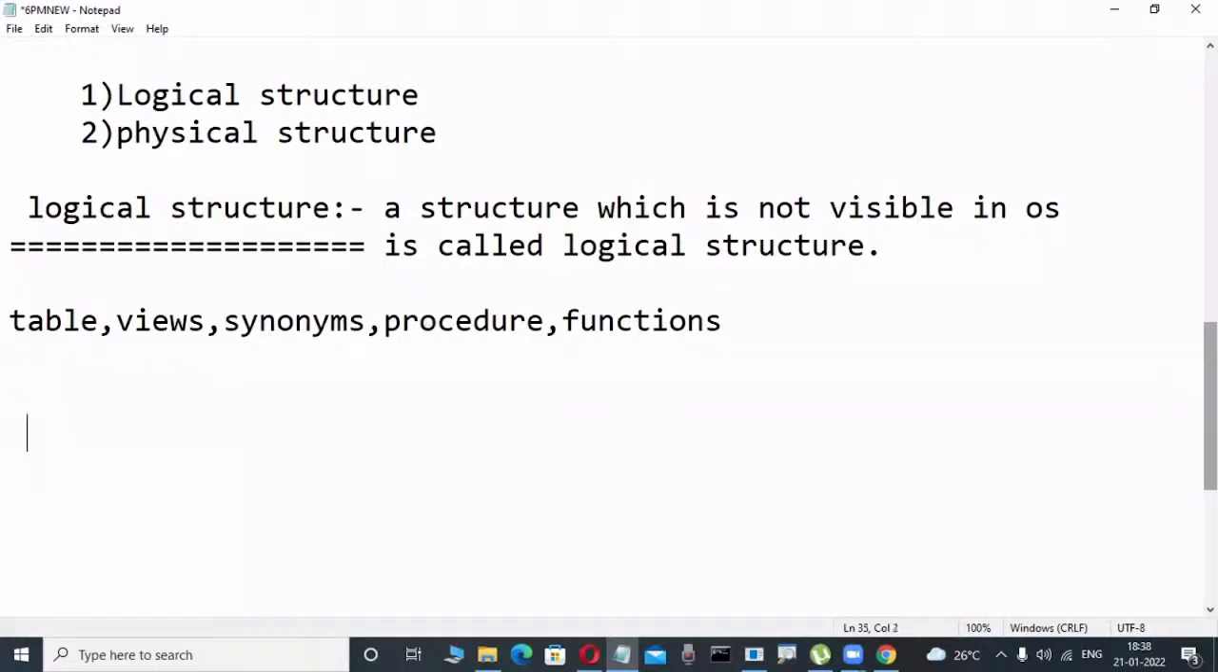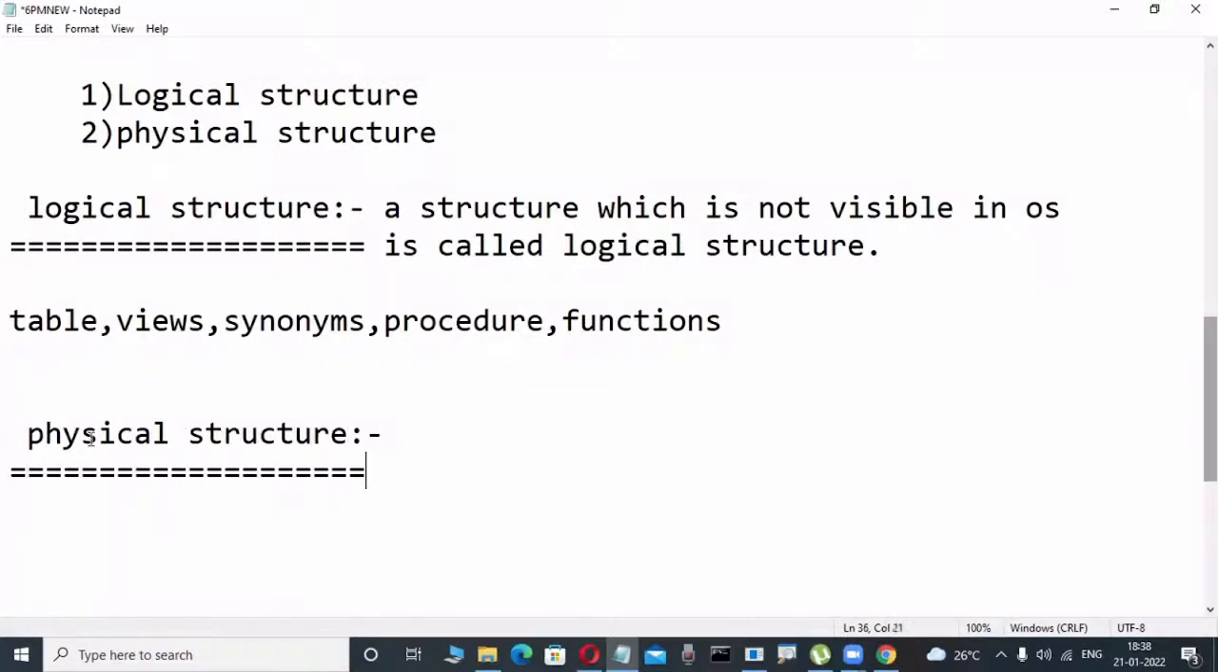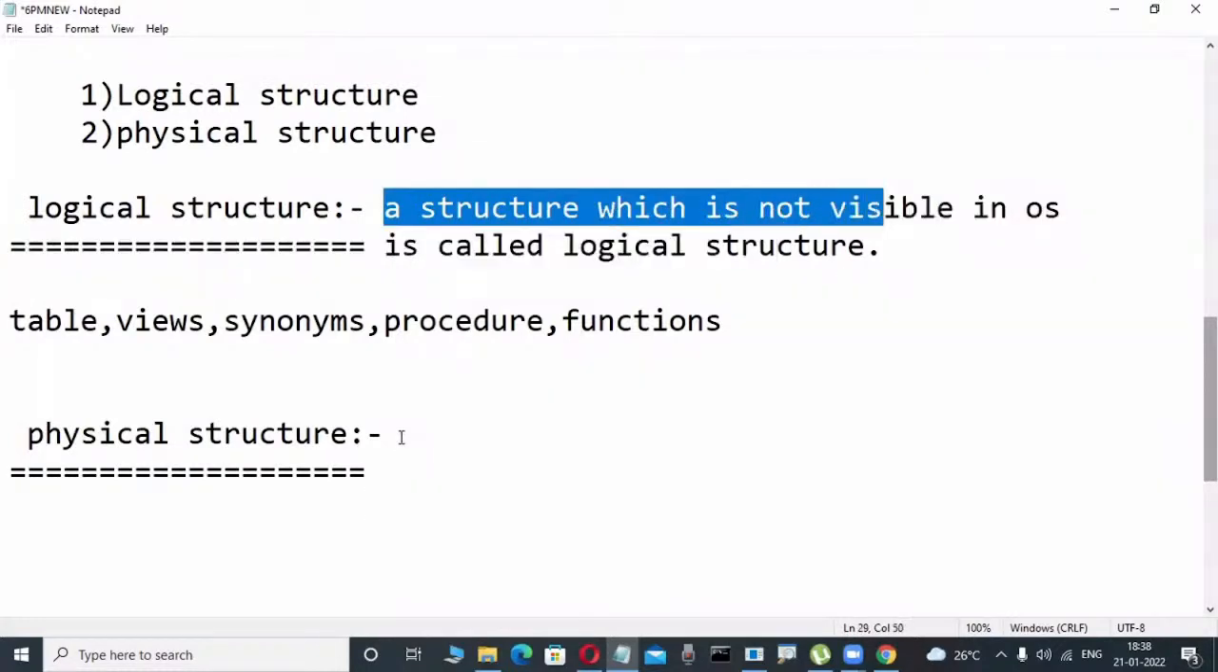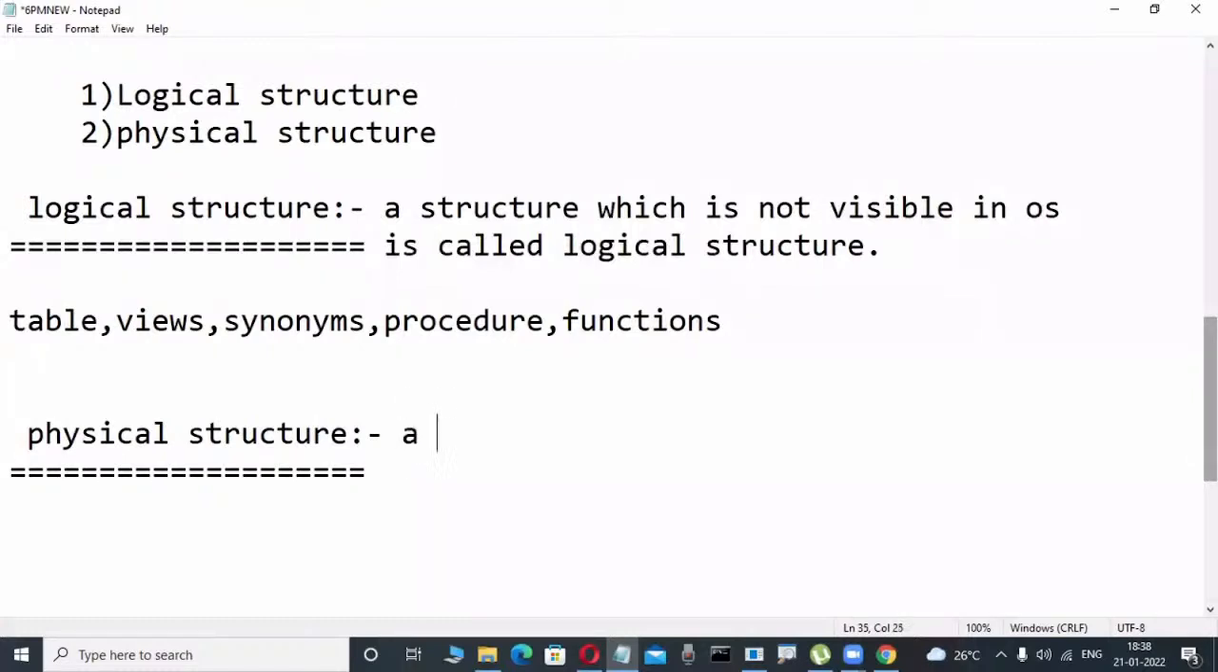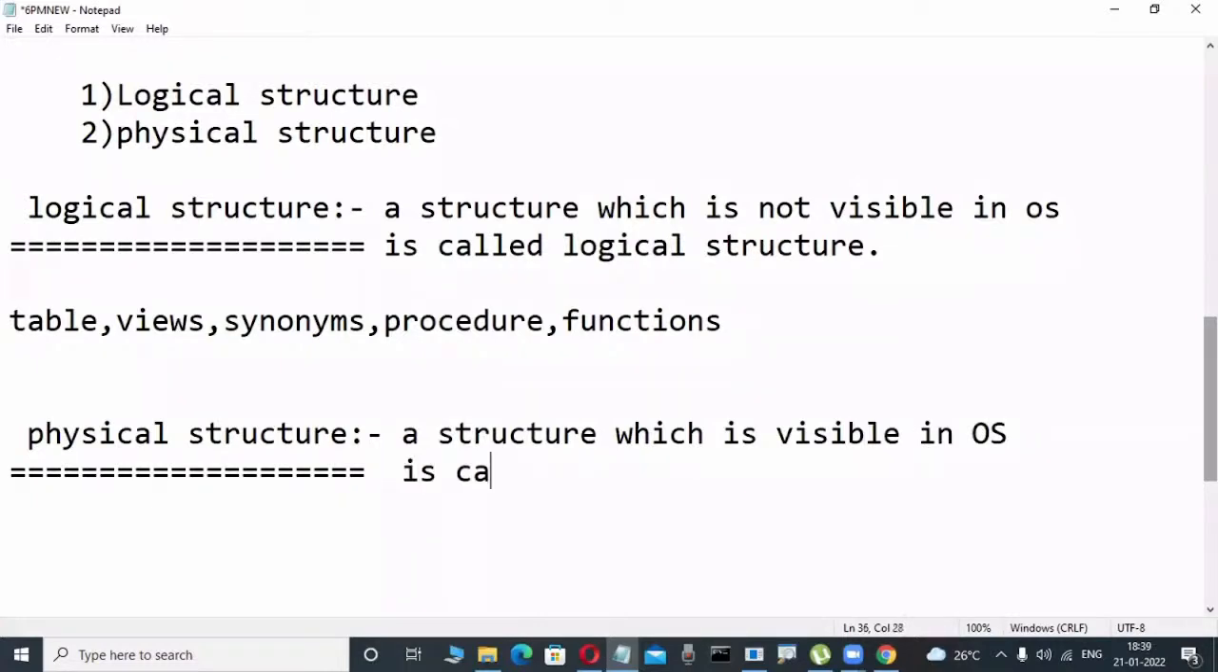Now observe it here. What is physical structure? Don't write it. Just roughly observe it here. Now this is the opposite. A structure which is visible in the operating system, which is visible in the OS, is called a physical structure.